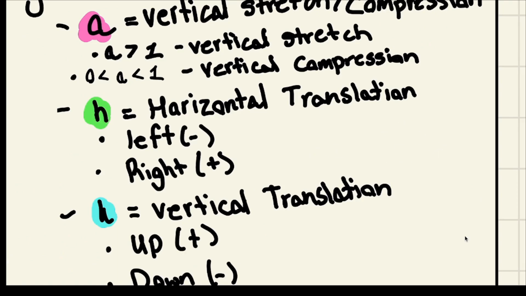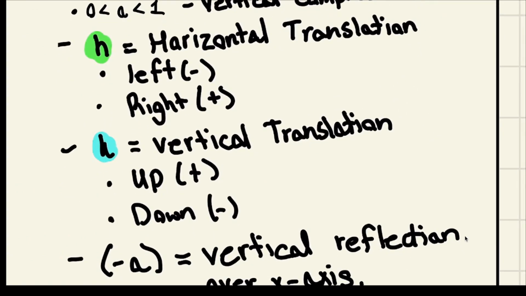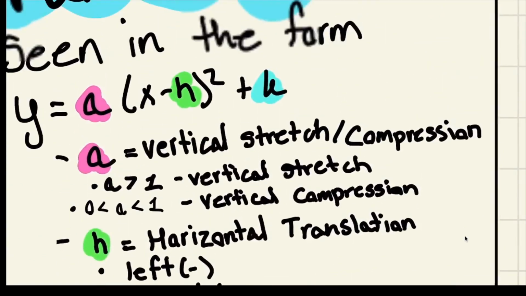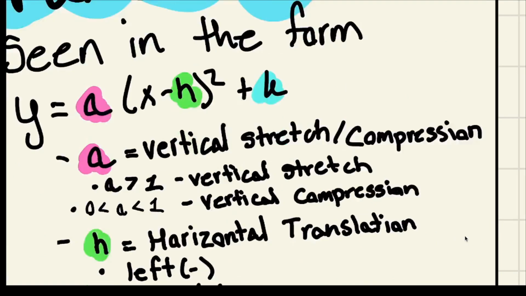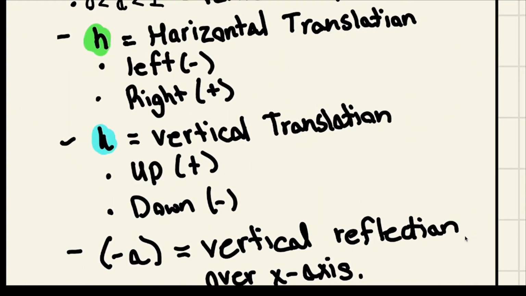Now with the vertical translation, it's just up or down. This one is not inside a bracket, right? It's just plus k. So no signs are going to be changing. If it's positive, it's going to go up. If it's negative, it's going to go down. Pretty straightforward.